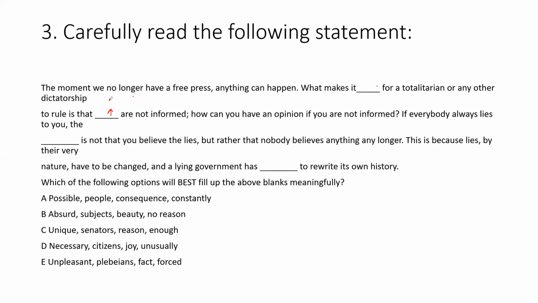Rather, here, if you understand the context, if there is a free press, there could be a problem. But if you no longer have a free press, anything can happen. So what makes it easy or controllable for a totalitarian or dictatorship to rule is that no one is informed. Rather, the masses or public are not informed. And then the semicolon says, how can you have an opinion if you're not informed? So the masses are not informed, hence they do not have an opinion.